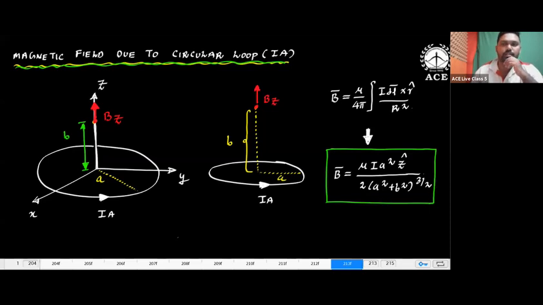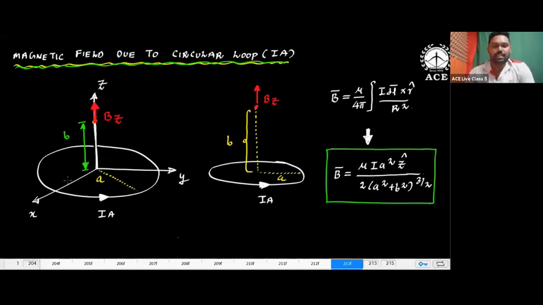μ into I into A square into Z cap by 2 into (A square plus B square) to the power of 3 by 2, beta. Clear? Yes. Now you need to remember something: special cases. Two special cases of this one. I want to find out what is the magnetic field at the center of the circular loop, beta.